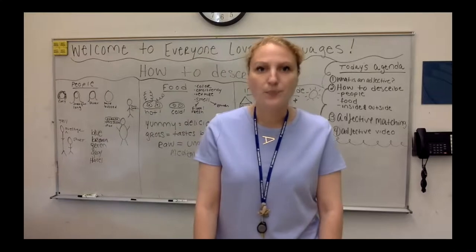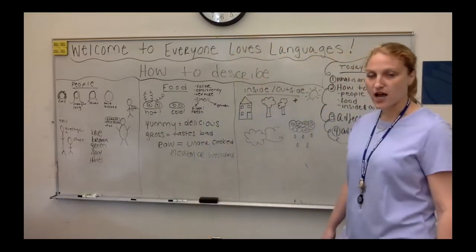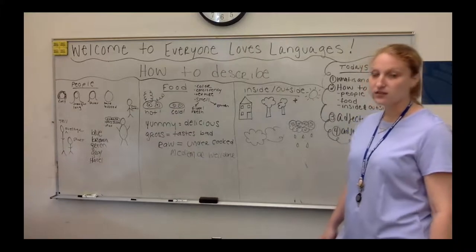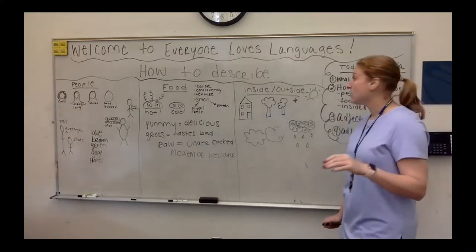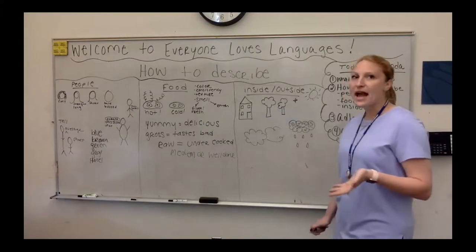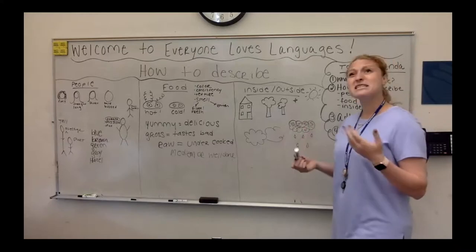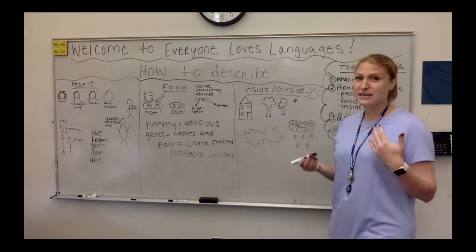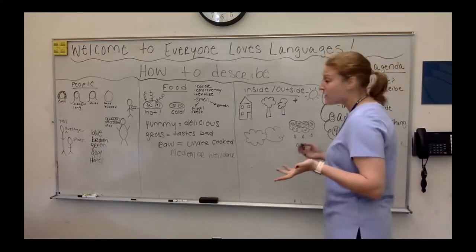Okay, so now let's get into inside and outside. Because there's a lot of things that you can describe inside and outside. So when you're describing a house, is it a big house? Is it a small house? Is it a weirdly shaped house? I mean, it could be a very strange shape. I don't know where you're living. I don't know your life.